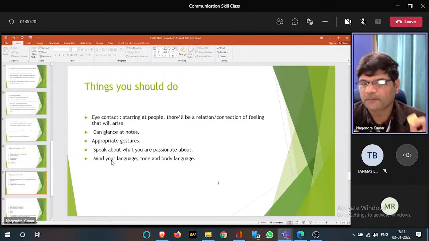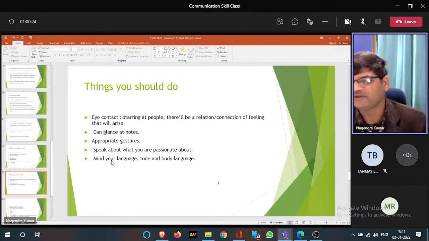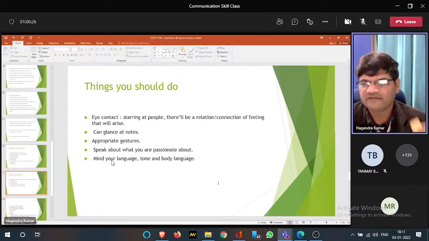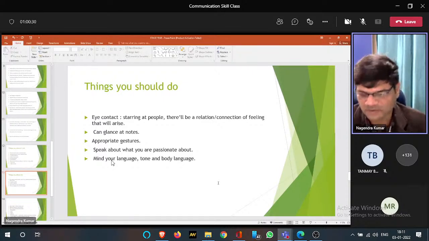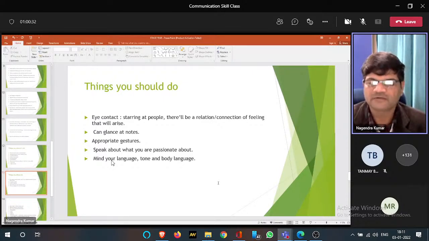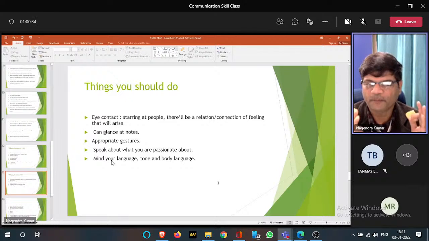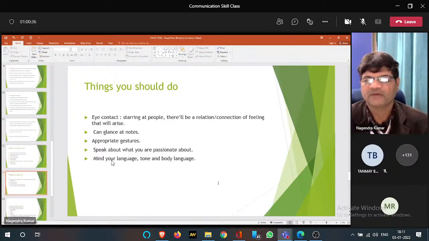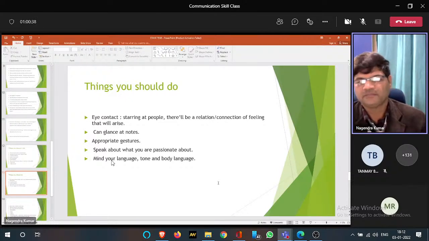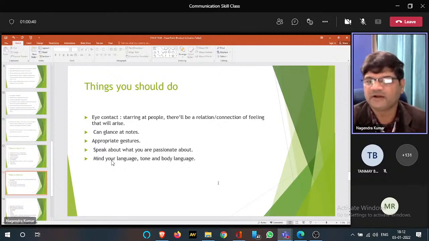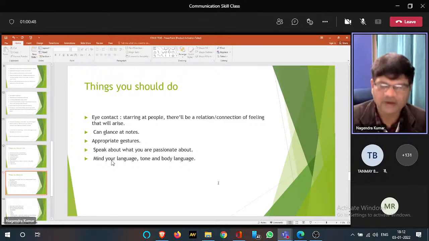Speak about what you are passionate about. Mind your language, tone and body language. That is the reason, friends, that when I give an example from the game of cricket, I always feel confident, because I'm so passionate about it. If I bring an example from some other field in which I'm not interested, maybe I may not be that confident or passionate about what I'm talking about.